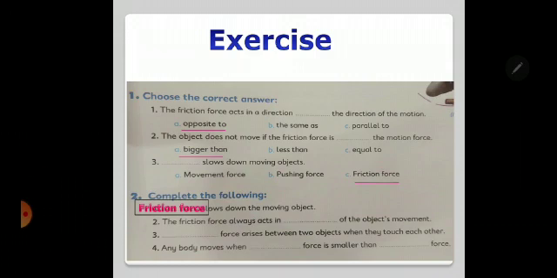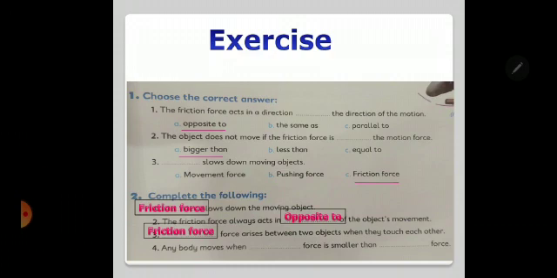The second question: the friction force always acts in, احنا اتفقنا إن هي إيه؟ in the same direction or the opposite direction? Right, the opposite direction of the object's movement. Number 3: space force arises between two objects when they touch each other. الفورس اللي بتكون بين touching surfaces هي طبعا the friction force.